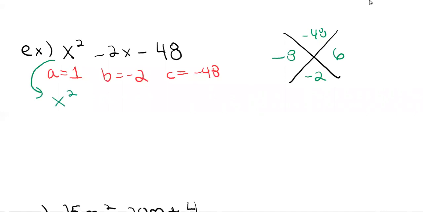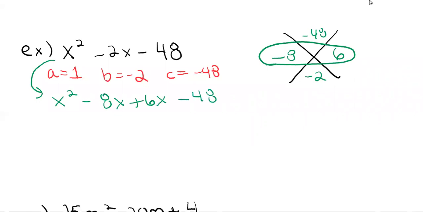First term stays the same. The middle term, instead of negative 2x, I'm going to use these two numbers here and write it as negative 8x plus 6x because it's positive. And then I'm going to bring down the last term, negative 48. Okay, I've got 4 terms, so now I can factor by grouping.